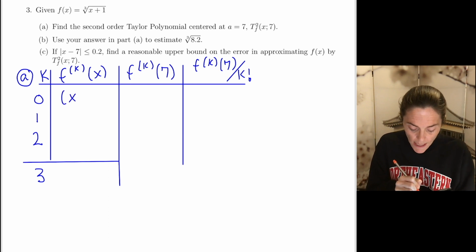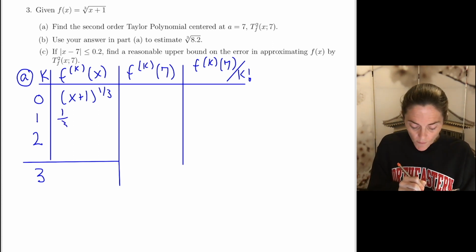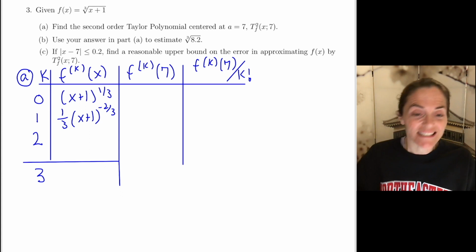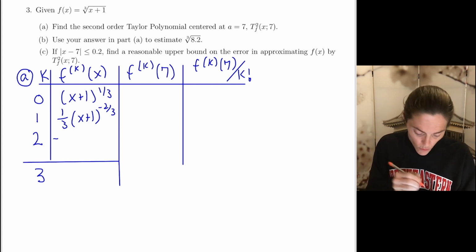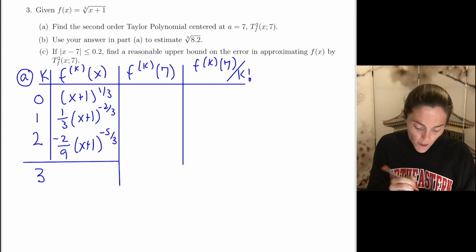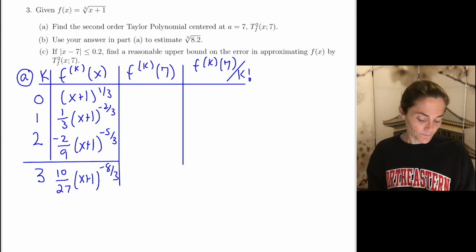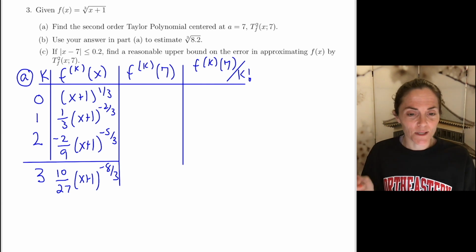My function is x plus 1 to the 1/3 power. So let's start differentiating. We have 1/3 x plus 1 to the negative 2/3. Well, this would technically be chain rule, but the inside function has derivative 1. Now we have negative 2 over 9 x plus 1 to the minus 5 over 3, and finally positive 10 over 27 x plus 1 to the minus 8 over 3. In fact, I think we did cube root of x in class, and we saw very similar derivatives.